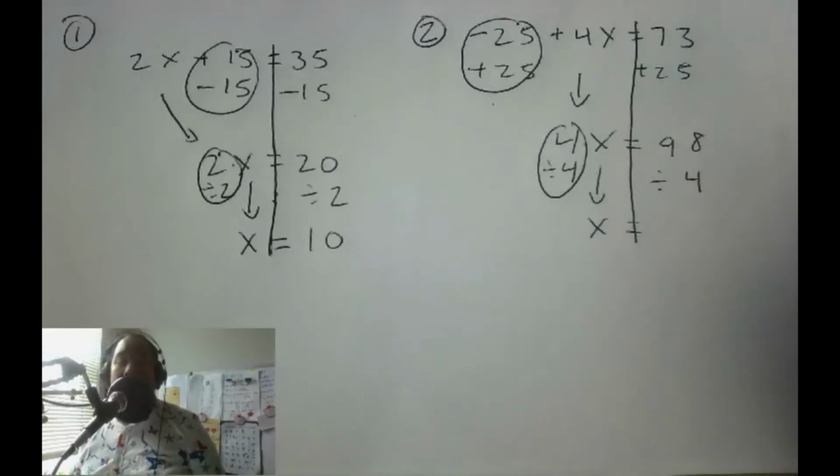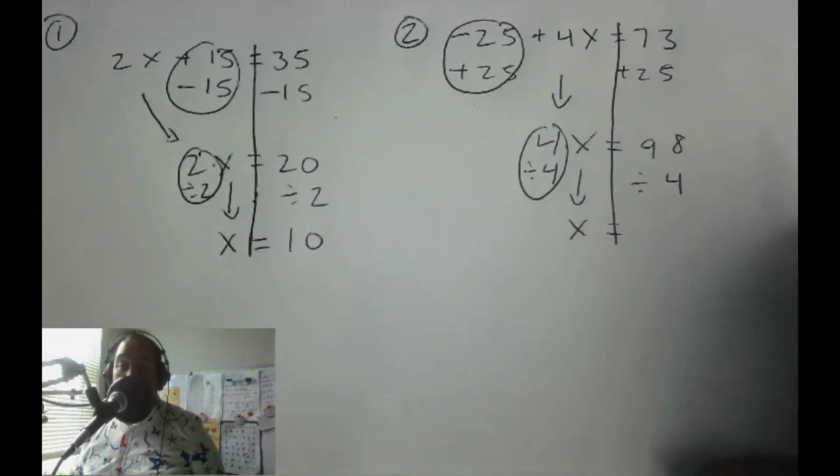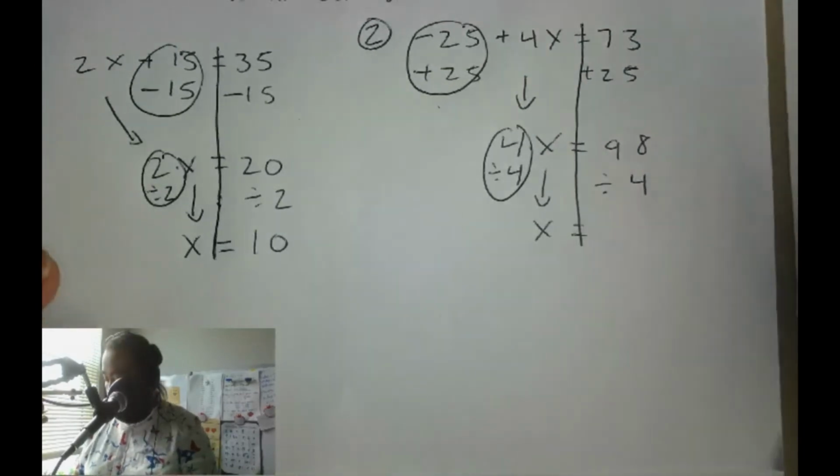In this problem, I'm going to end up getting a decimal because 98 divided by 4 is not going to give me a perfect number. So I can either type that into a calculator or I can do that long division to help me figure it out. So go ahead and look at my example.